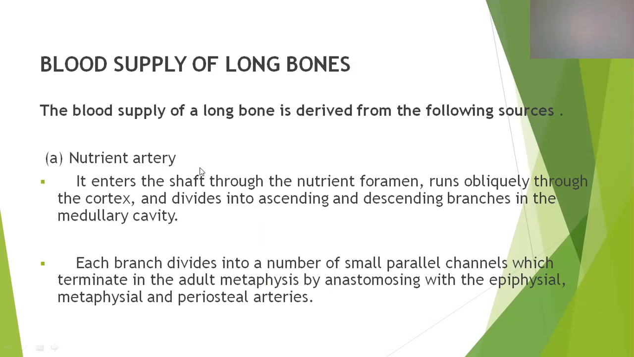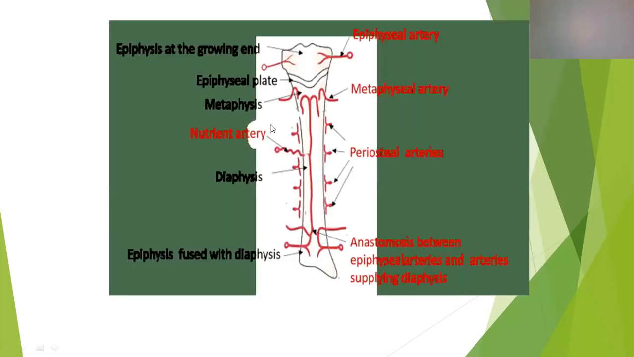The first one is the nutrient artery. It enters the shaft through a foramen known as the nutrient foramen. See here in this diagram, imagine this is the nutrient artery. This artery is entering inside the bone through an opening, and that opening is known as the nutrient foramen. Through the nutrient foramen, it will reach the medullary cavity.